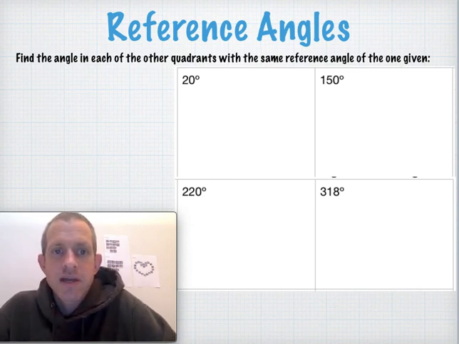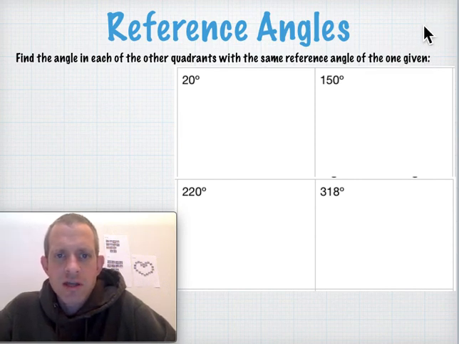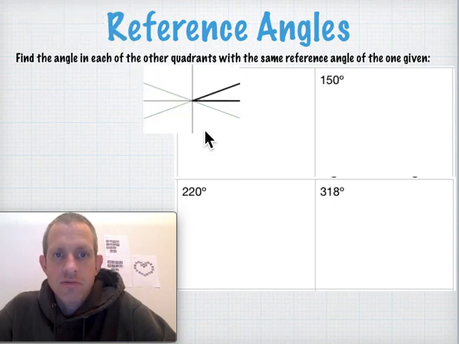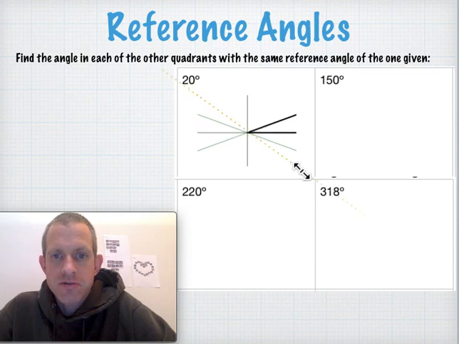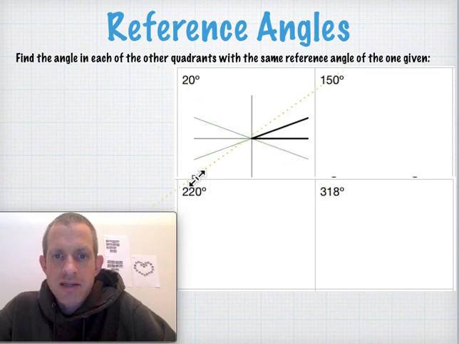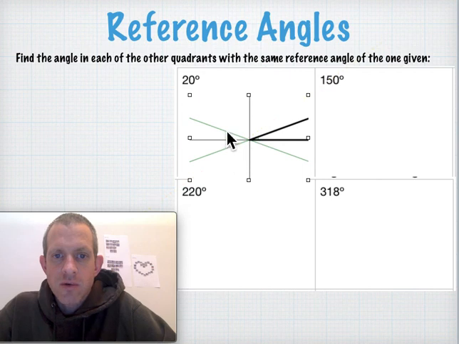Now we're going to answer some questions, and that is simply to find, if you're given one angle, what are the angles in the other quadrants that have that same reference angle? So let's start with a 20-degree angle. Here is a picture of a 20-degree angle. And what I want to know is what are the angles here measured in green?